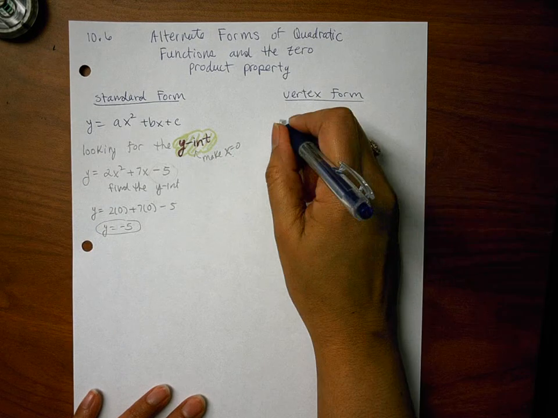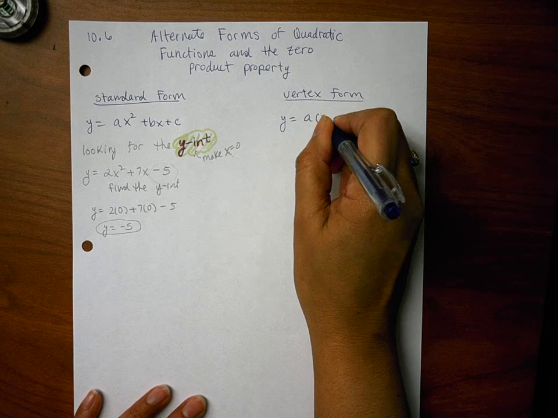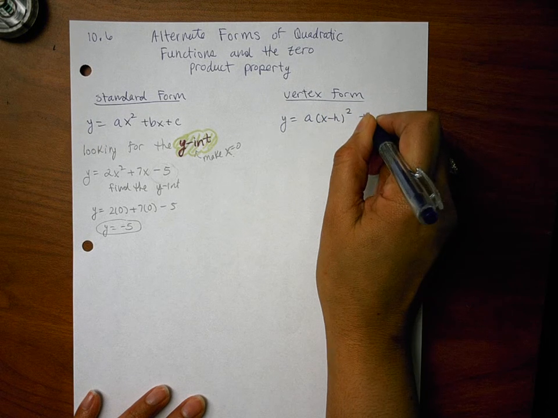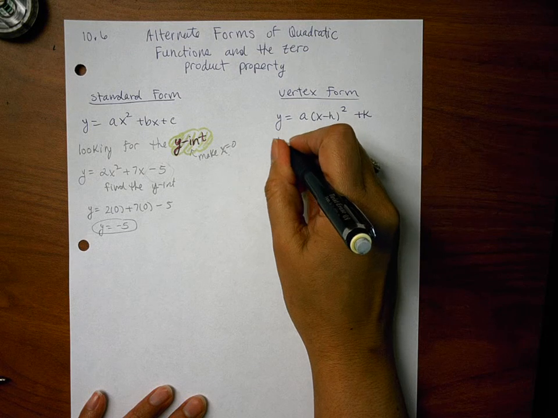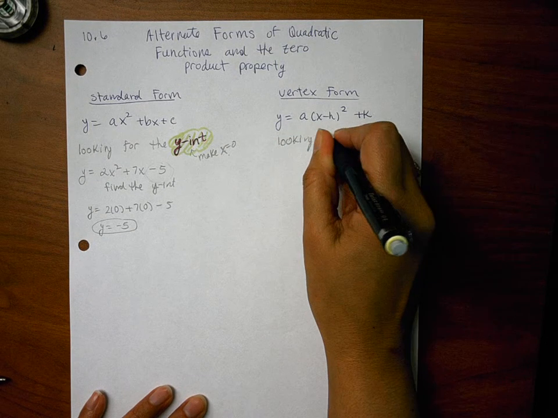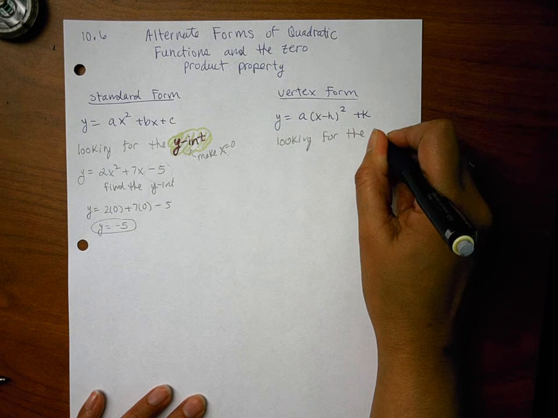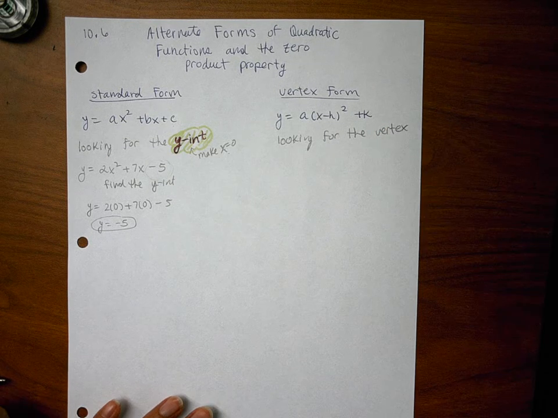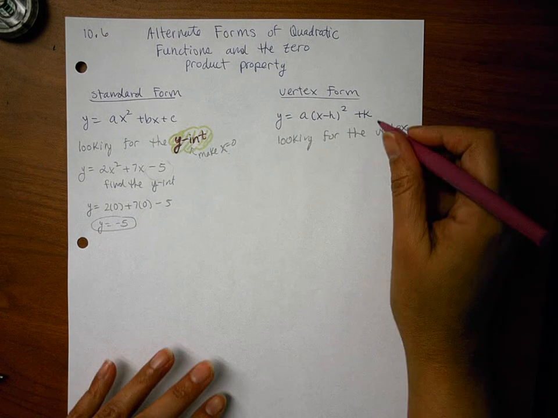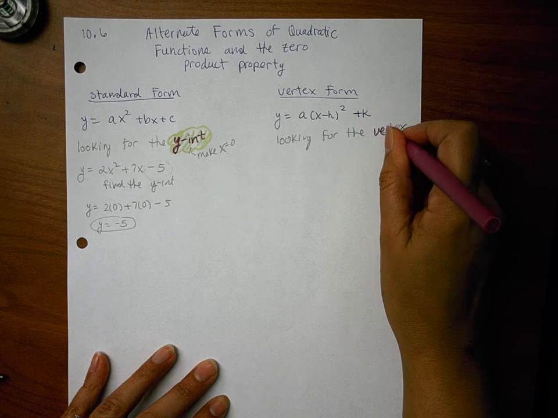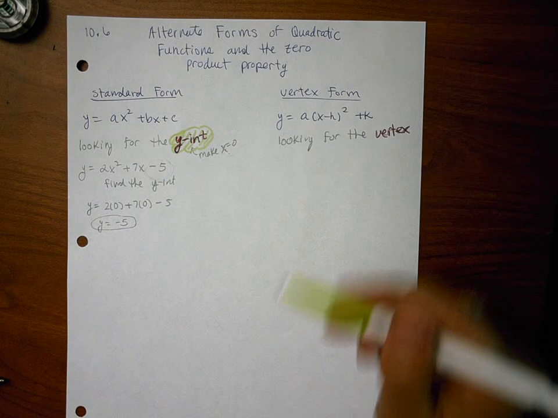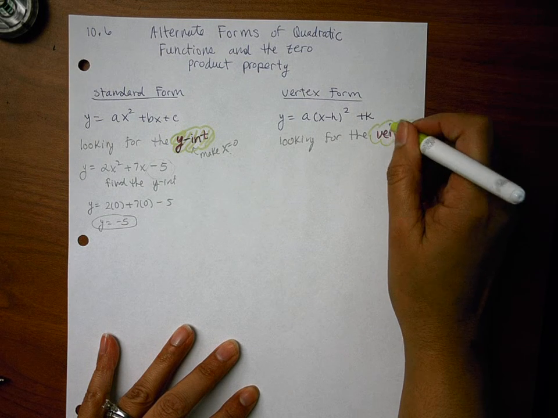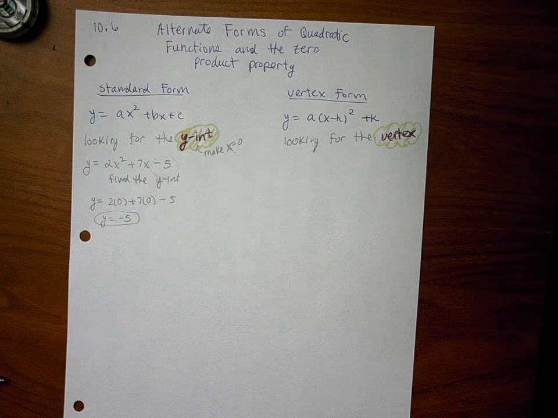Okay, vertex form, y equals a times x minus h squared plus k. I like this if I'm graphing because it's really nice if you're looking for the vertex. Now, I'm going to write the word vertex. We'll talk about this, and then I'm going to change the word a little bit because they are going to use a different word on the test. Okay, so if we're looking for the vertex, let's take a look at one.